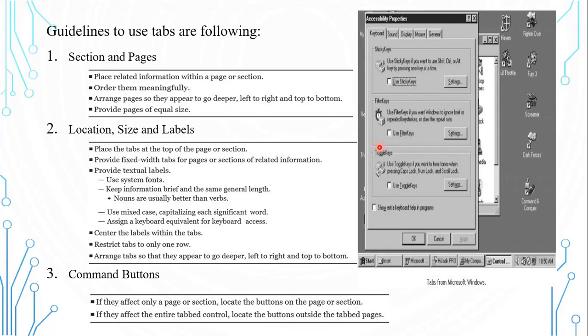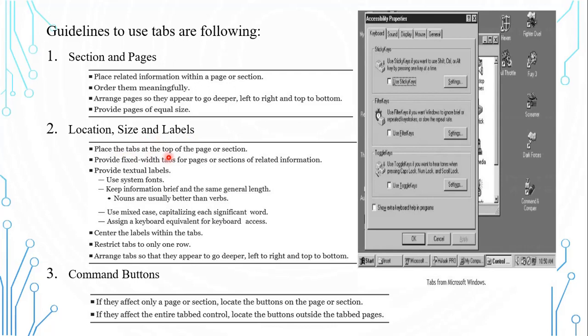Next, provide pages of equal size. If you see here, the keyboard tab is pressed and it displays one page. The same page size is applied for sound, as well as display, mouse and general tabs. So you have to maintain the same size for all the tabs or pages or sections. Next we have location, size and labels.